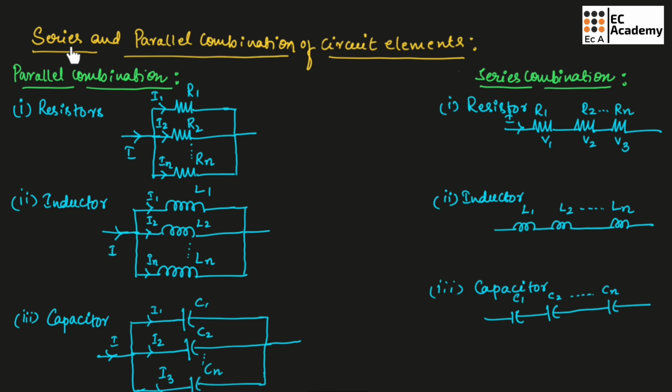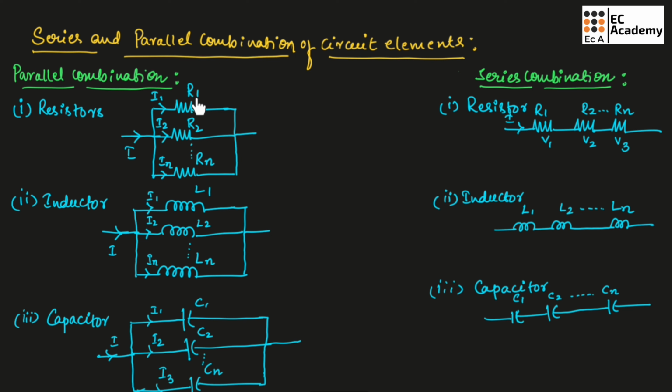In this lecture, let us understand series and parallel combination of circuit elements. Here, first let us understand the parallel combination of circuit elements. Let us take resistor, inductor and capacitor. First, let us consider resistor.